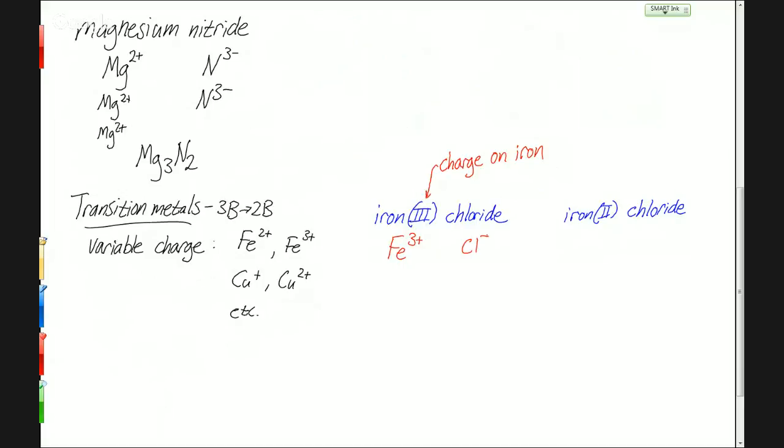So how do we bring those two into balance? We have to add 2 chloride. Right, we're going to need a couple more chlorides. And that means that our formula for iron 3 chloride is FeCl3.